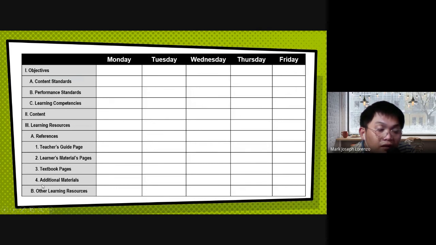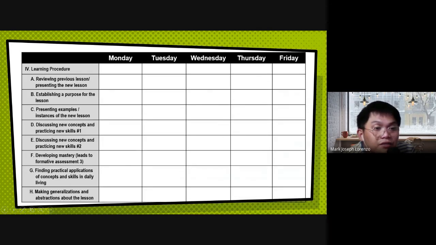So maaaring learning resources or references ay manggaling sa teacher's guide, learning materials, textbook pages or additional materials, other learning resources, maaaring video clip, magazine, encyclopedia, video clip sa online platform. Sa learning procedures, ito na yung pinahaba na tatlo na before, during, and after the lesson.